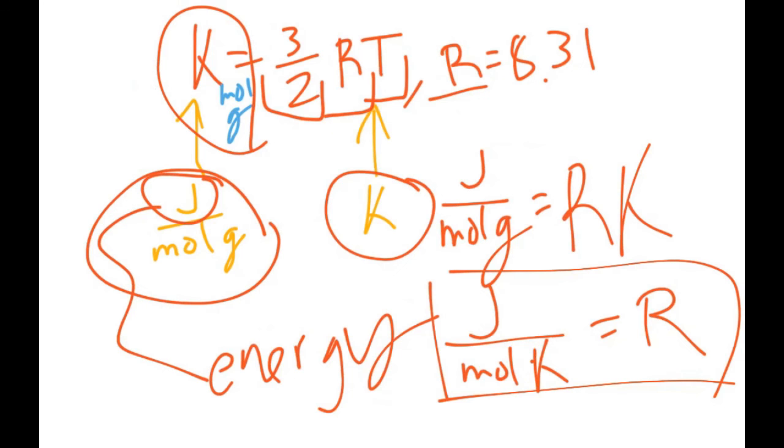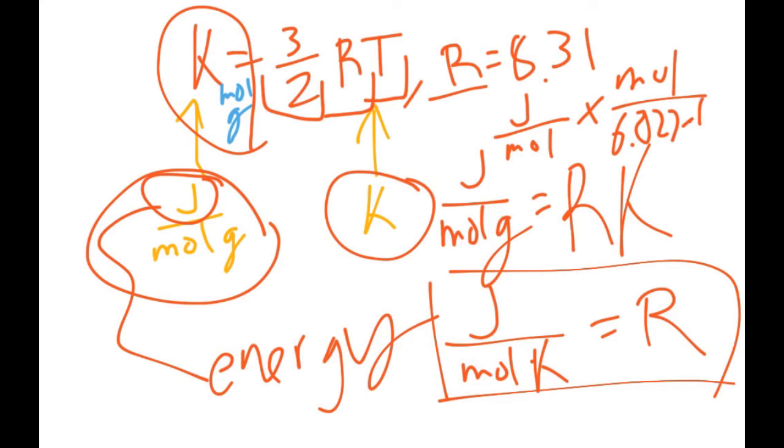And note that if you find the kinetic energy for a mole of gas, then you are able to find the average kinetic energy for a particle of gas, and that's just done by taking your energy in joules per mole of gas times 1 mole over 6.022 times 10 to the 23rd. So it's just converting between moles and particles or atoms or molecules.